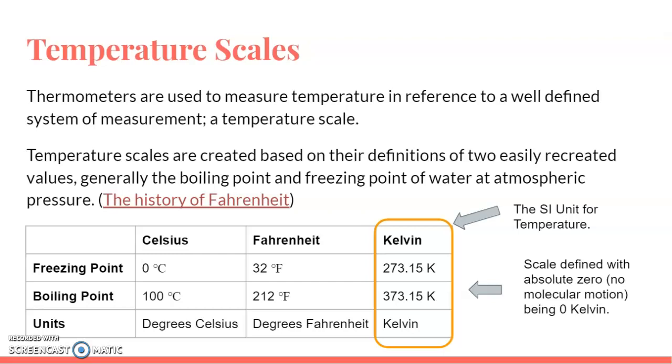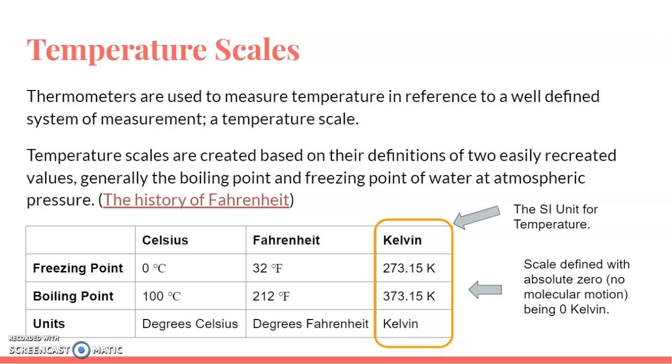If you want to learn a little bit more about the history of Fahrenheit, I linked to something in the PowerPoint you can find online. But basically, Celsius defines the freezing point of water to be 0 degrees and the boiling point to be 100 degrees Celsius. So when you talk about those degrees, it's degrees Celsius. Whereas for Fahrenheit, freezing is 32 and the boiling point is 212 degrees Fahrenheit.